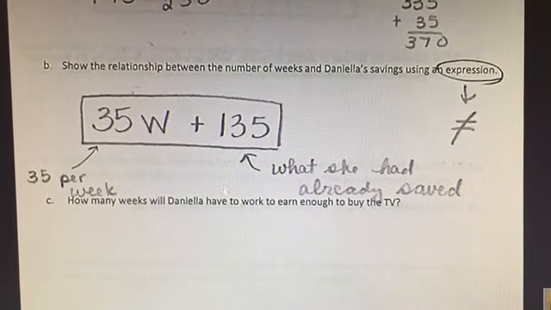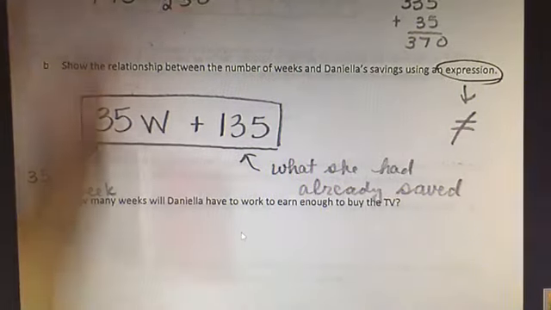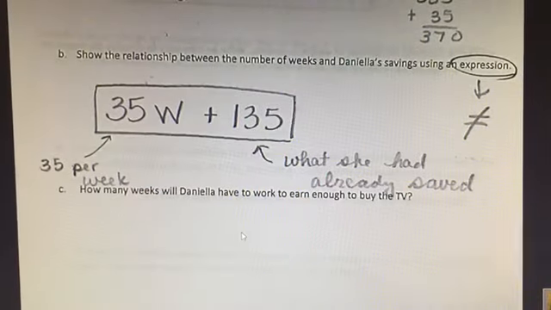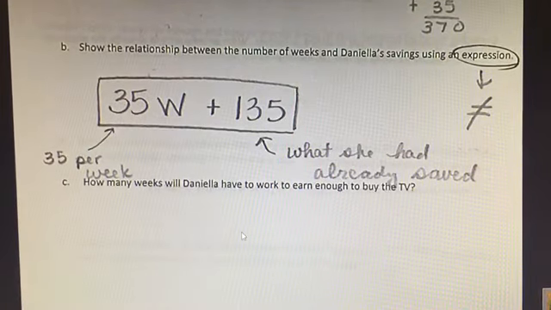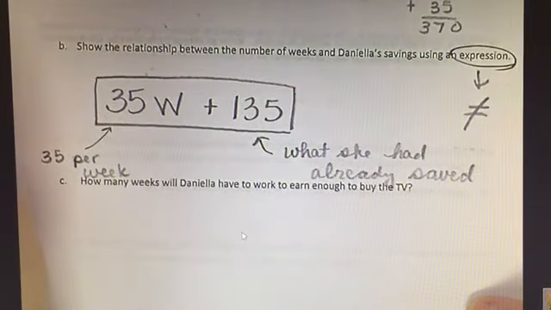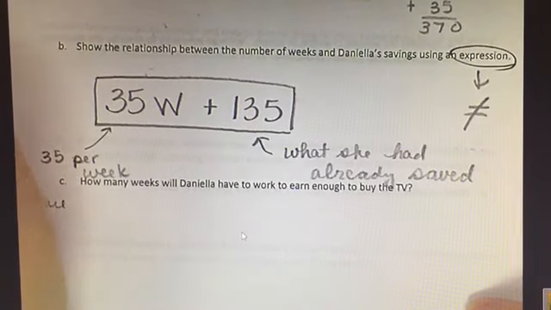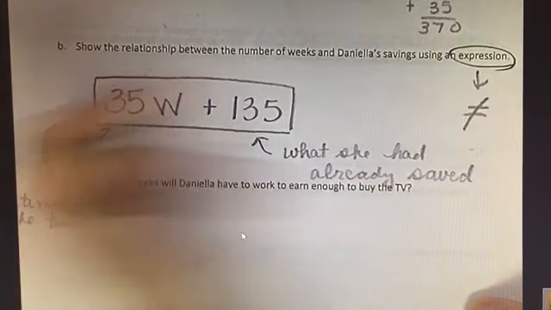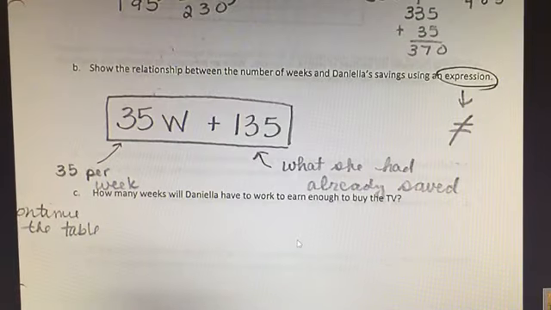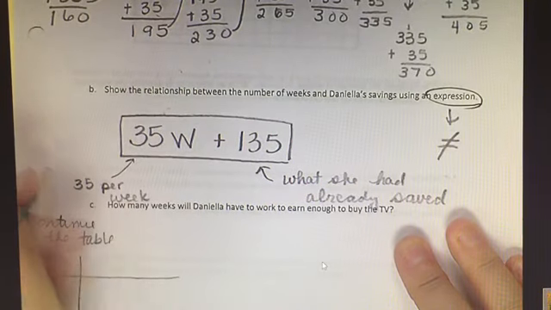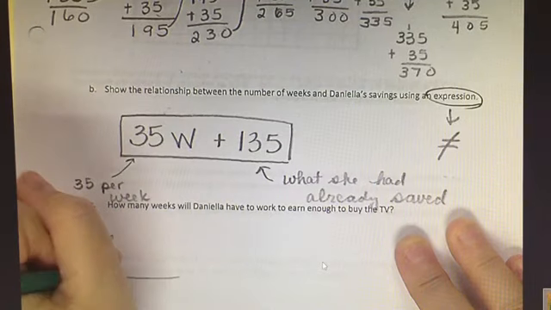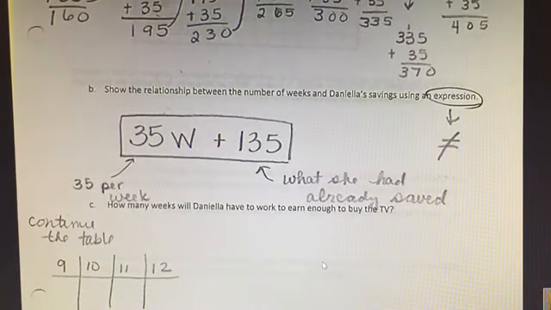Okay, and then C says, how many weeks will Daniela have to work to earn enough to buy the TV? And there's two ways that you can solve this. You get to decide whichever way you want. So I'm going to show you both ways so that you can see them. Okay, the first way is that you can just continue the table. So if we continued our table, okay, we have week 9, 10, 11, 12, and we'll just continue on.